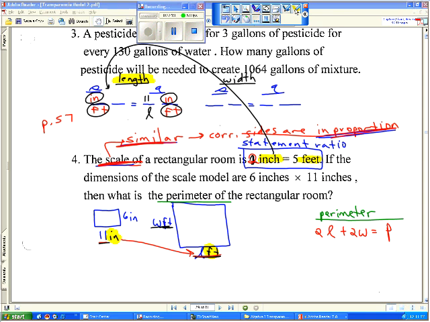The scale model, the scale factor. 2 inches is 5 feet. So we have a proportion. We cross multiply. L times 2 is 2L, equal to 5 times 11, which is 55. We're now going to undo multiplication by division. And we get that the length is 27.5. Let's see how we got that.